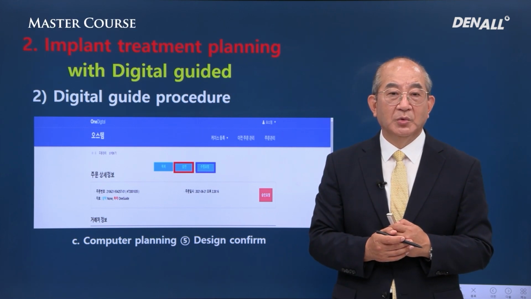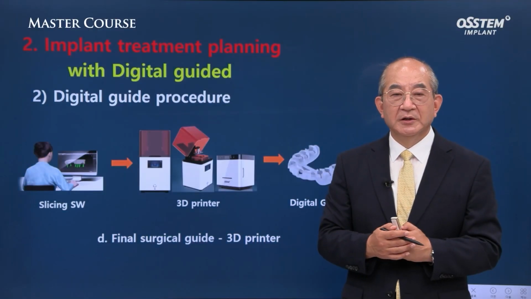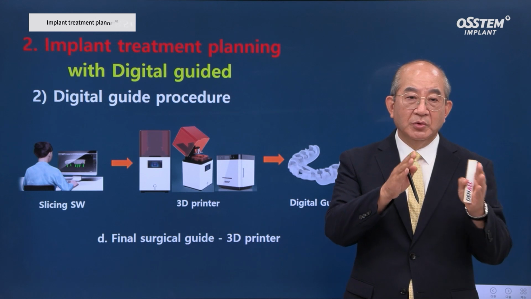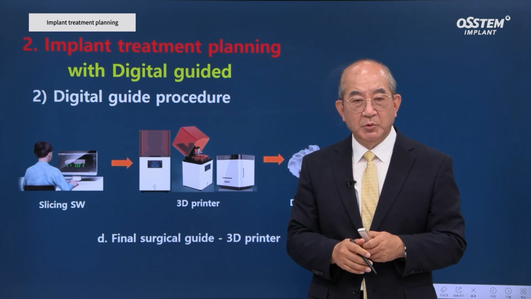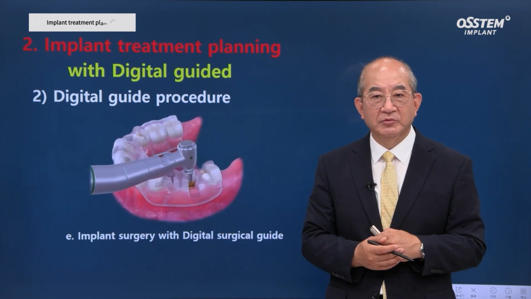Everything is done very smoothly. Appropriate digital guide is fabricated. Ostem's Research Center fabricates the template based on the data provided, and this is printed out using a 3D printer. Surgical guides are very important in placing the implant in desired positions and depths.